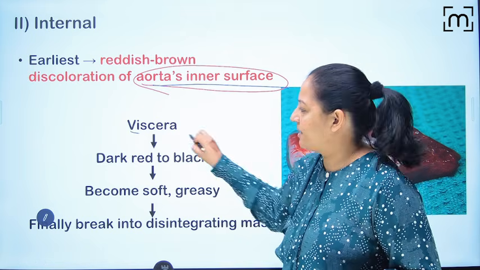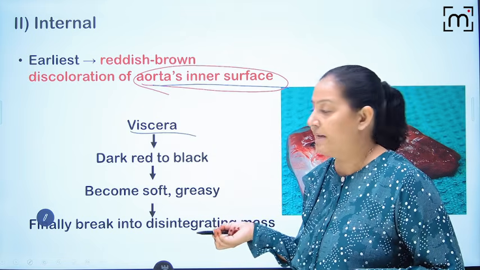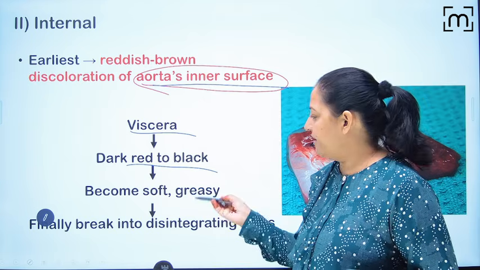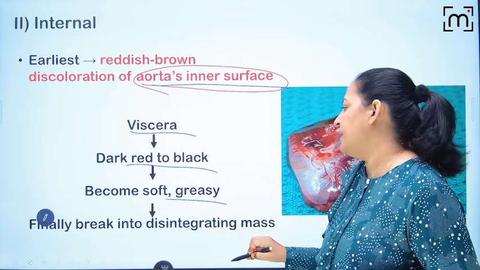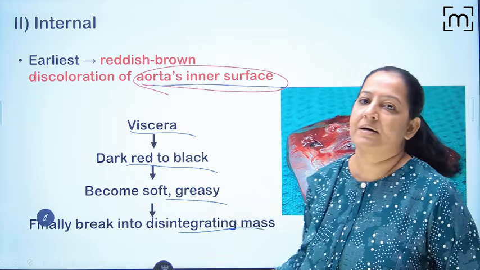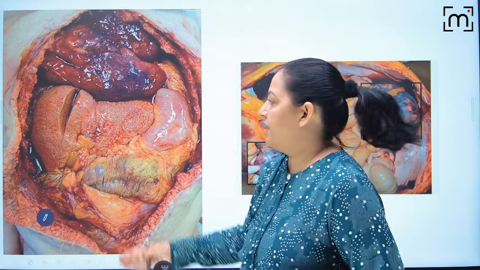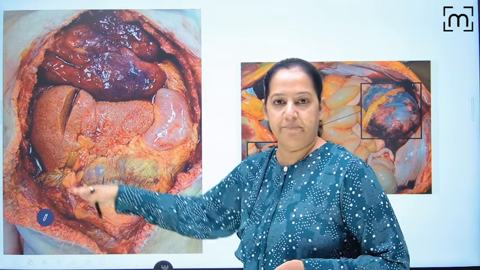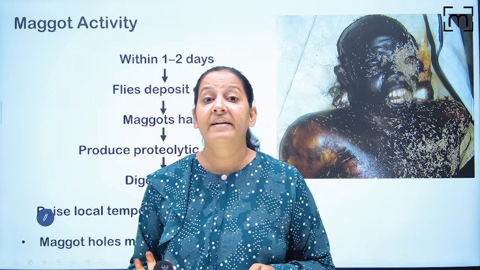After that, all viscera, multiple viscera, there is no particular sequence. Dark brown to red color. Finally they become soft, greasy, and they convert into a liquid mass. You can appreciate the viscera inside. You can appreciate multiple internal organs show reddish brown discoloration, and finally they get liquefied. So this is internal color change.